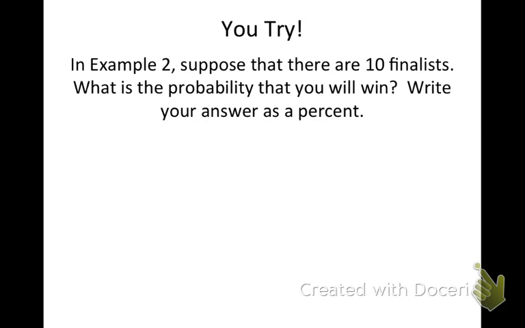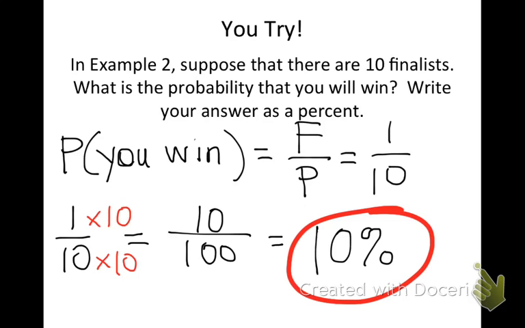You try this example. In example 2, suppose that there are 10 finalists. What is the probability that you will win? Write your answer as a percent. Press pause. When you're ready to continue, press play. The probability that you will win is 10%. If you were not able to get the correct answer, go back and rewatch example 2.